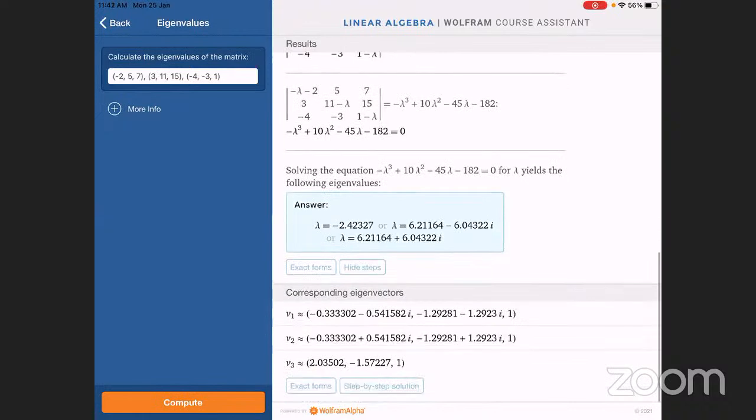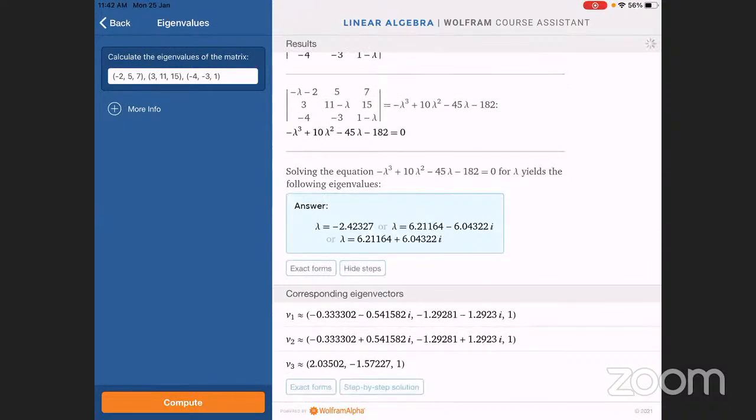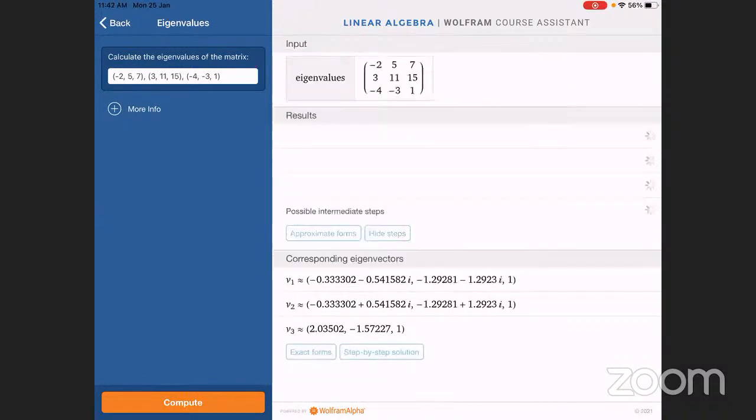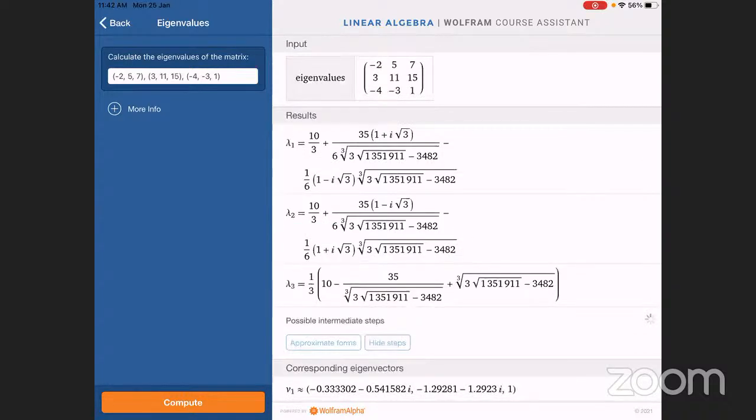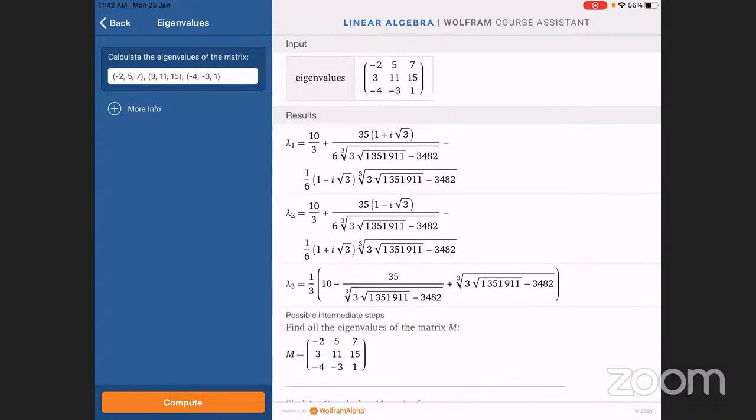Let us ask the machine to give exact values. Exact values are going to be something like this. Mr. Pawan, are you observing that the eigenvalues are lambda 1 is that, lambda 2 is that, lambda 3 is this?